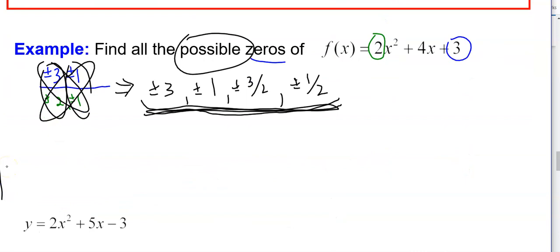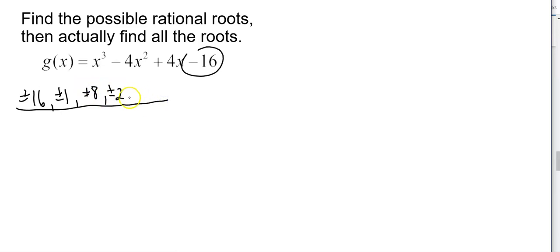Let's try a different one here. So let's try this one. So find the possible rational zeros and then find all the rational zeros. So again, we want factors of the last term, so the constant there. So this would be 16 and 1. I'm not going to put them in any particular order. So plus or minus 16, plus or minus 1, plus or minus 8 times 2, so plus or minus 2, and plus or minus 4. I think those are all the possible factors of 16, and then the leading coefficient is 1.